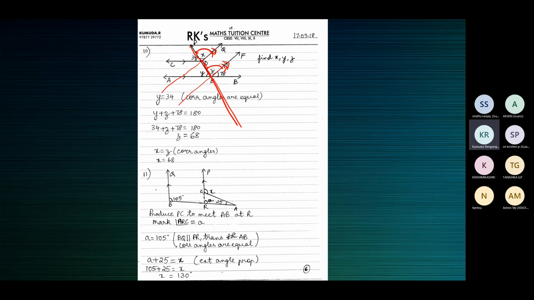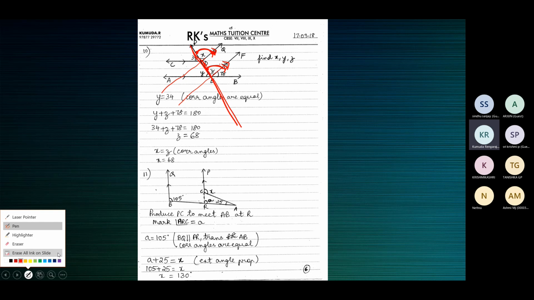See here, you're taking this one as a transversal. From the transversal till the first parallel line, it's X. And from the same transversal to the next parallel line, you can see that is Z. So X and Z are corresponding angles. They are on the same side of the transversal, and both of them are above the lines.